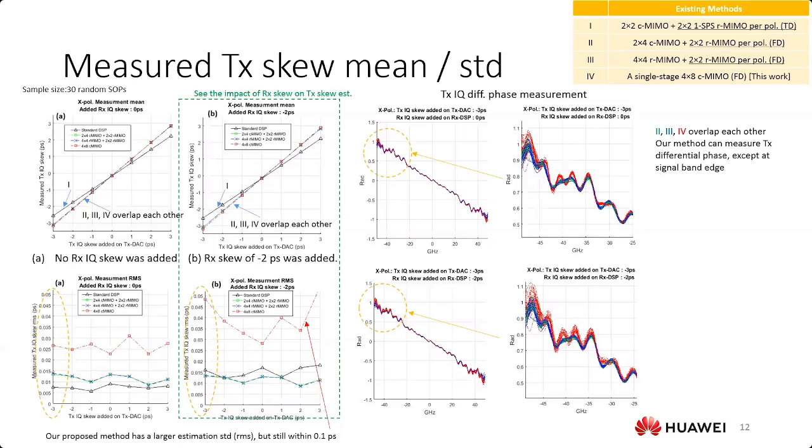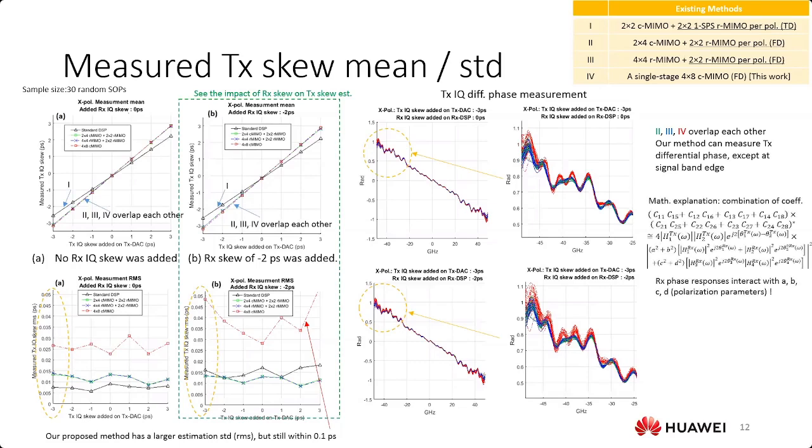To explain this, we plug all the channel parameters or device parameters back into the combination that we chose. Then we see there's an interaction between the receiver phase responses and the ABCD, which is the polarization parameters. So a solution to reduce this fluctuation when estimating the skew is to just ignore the signal band edge. We do the linear fit perhaps just from -35 to positive 35 gigahertz.